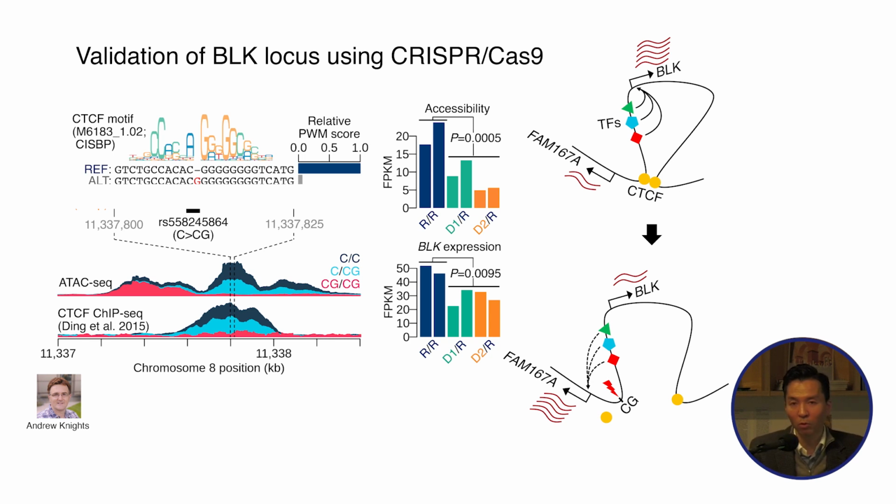So the hypothetical model here is due to the one base pair insertion, the CTCF binding site is disrupted, then CTCF is detached, then the loop structure is changed, and the TFs that were interacting with BLK are now interacting with FAM167A to create a bidirectional expression pattern in this region. And somehow this is associated with multiple autoimmune diseases.